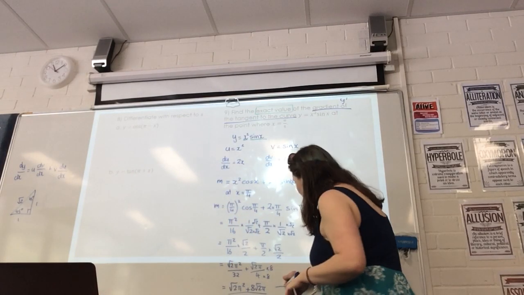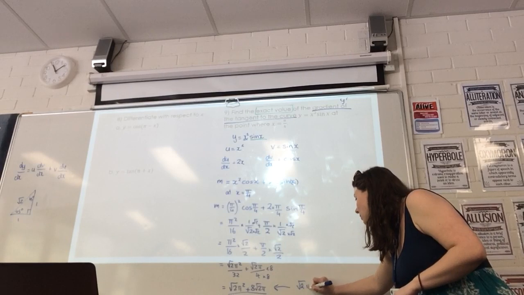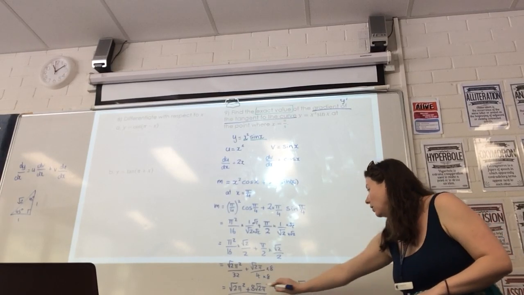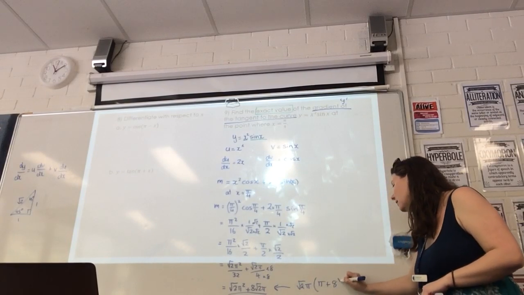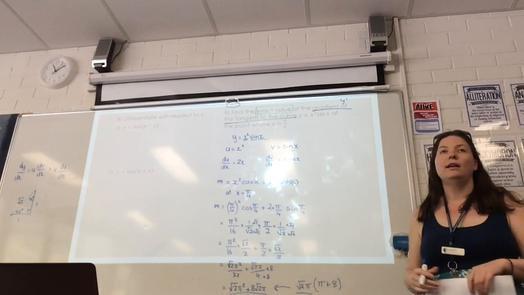If you did factorize, which as I said is not necessary, you'd take out root 2 pi, you'd be left with pi, you'd be left with 8, and you could put the over 32 anywhere really.